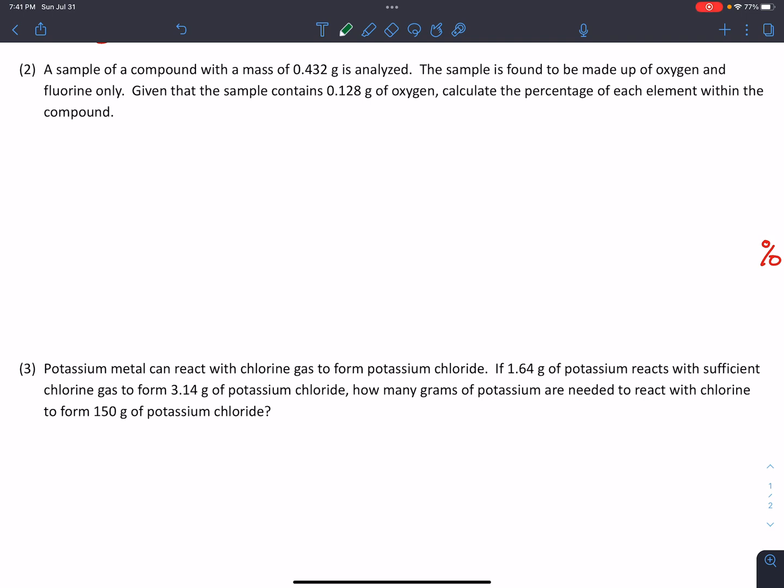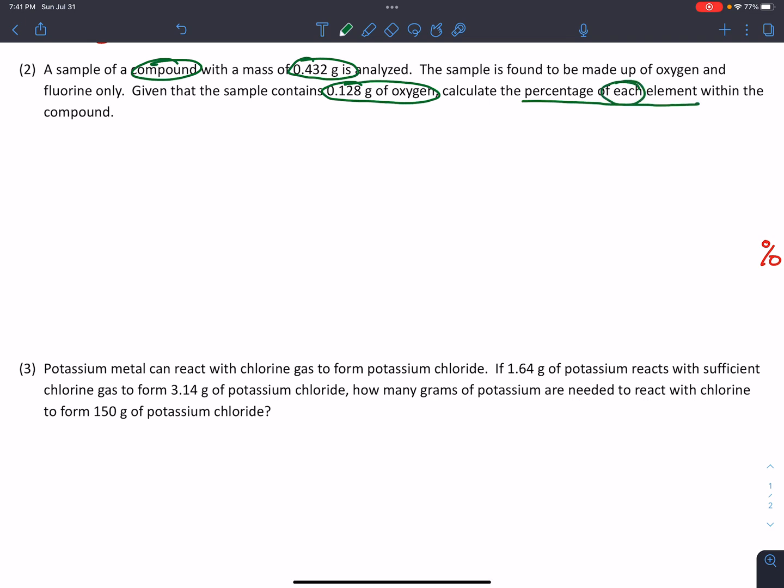It says a sample of a compound with a mass of 0.432 grams is analyzed. The sample is found to be made up of oxygen and fluorine only. Given that the sample contains 0.128 grams of oxygen, calculate the percentage of each element within the compound. So we've been given two numbers. We've got grams of compound and we have grams of oxygen. And we're asked to find the percentage of each element, not just one, but both.